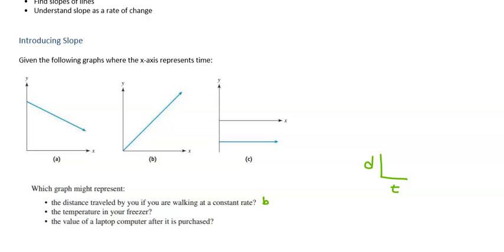Okay, so in B, if you have distance here and time here, then you would have a constant change if you're walking at a constant rate. So it would be a straight line.